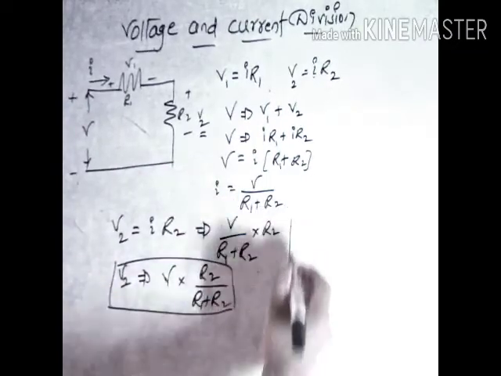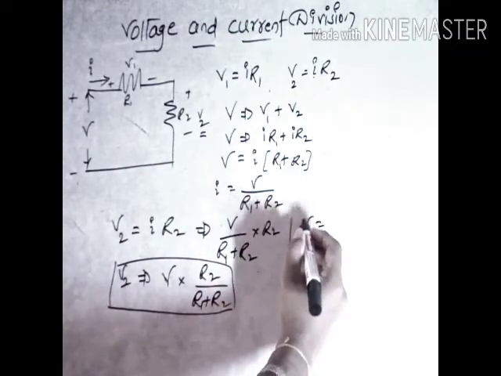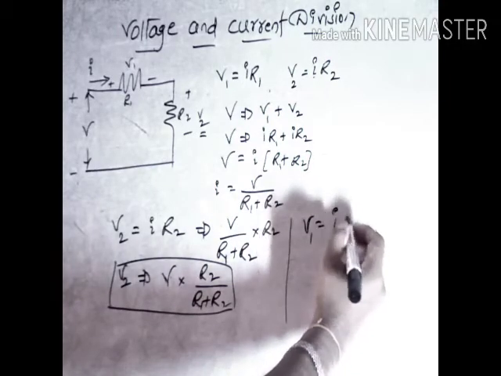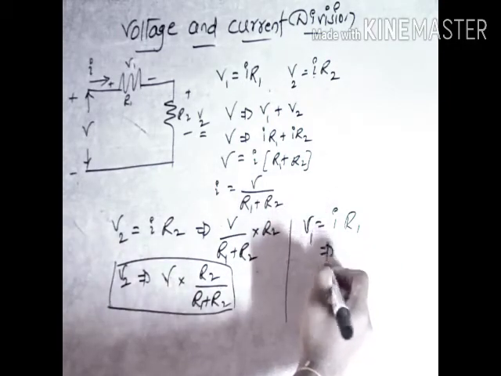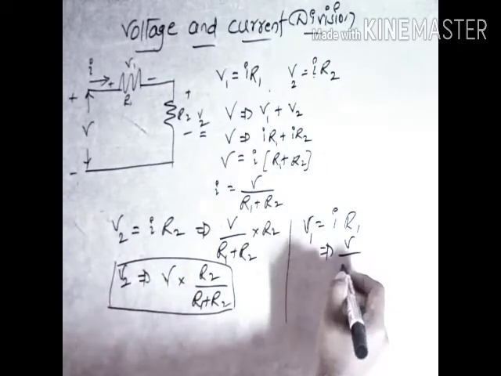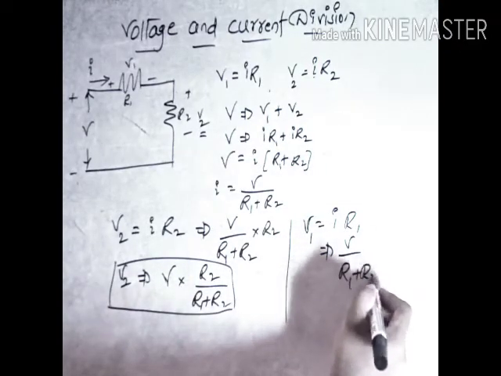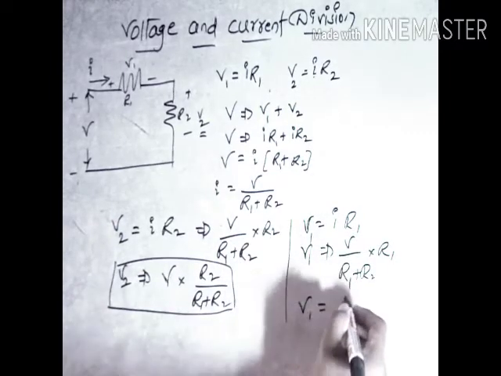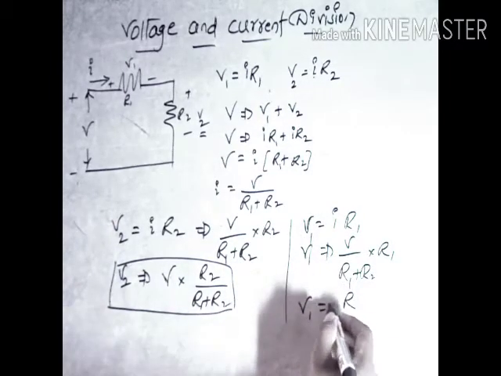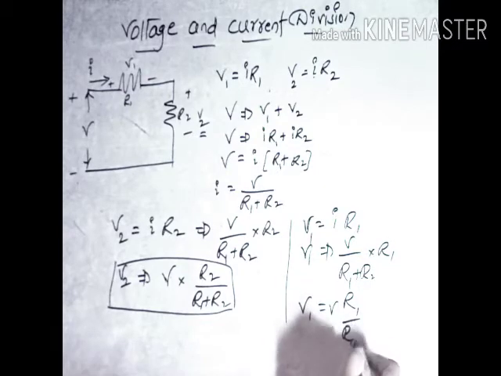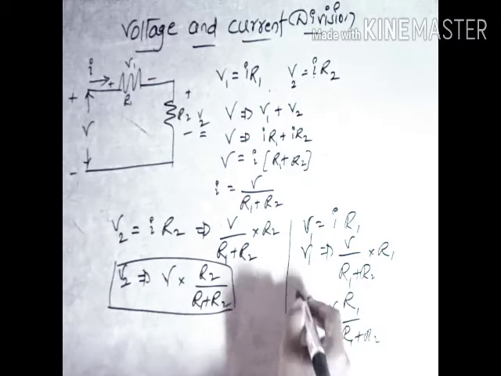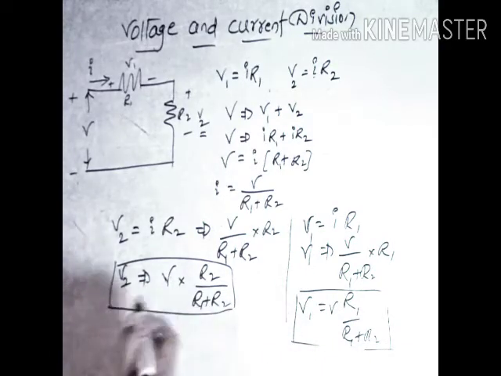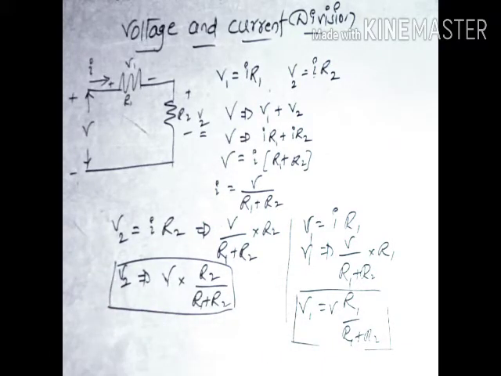Suppose we have to calculate the voltage across resistor R1, then V1 equals I into R1, where I can be written as V by (R1 plus R2), into R1. So V1 equals V into R1 by (R1 plus R2). This is the formula for the voltage across element 1, and the previous one is the formula for the voltage across element 2 using voltage division.